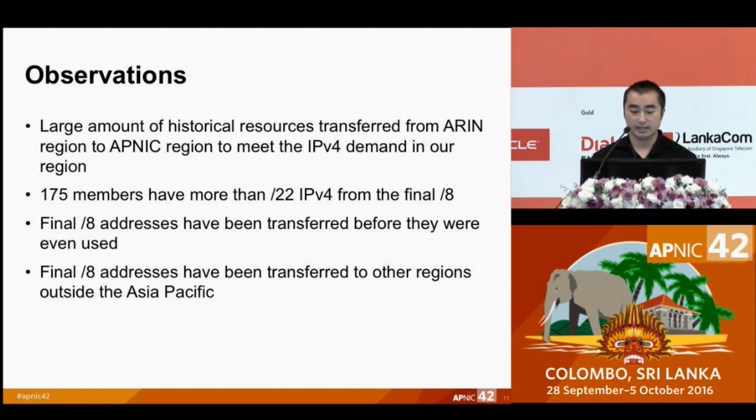We've also seen that final /8 addresses were transferred before they were even used. So before the addresses were announced, they've transferred them out. We've also seen that final /8 addresses were transferred to other regions outside the APNIC region.